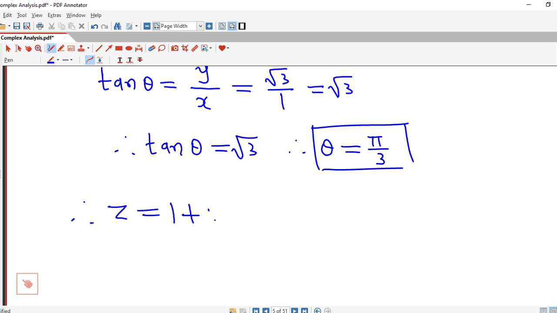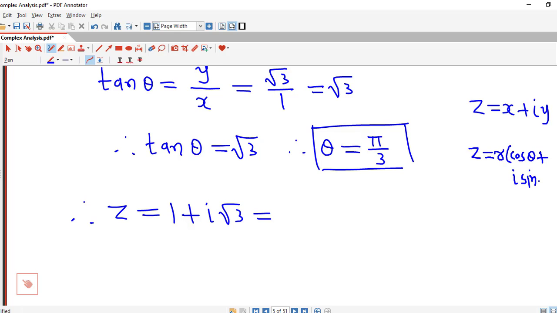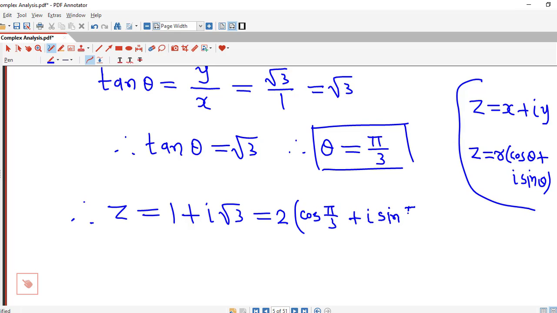Once we have r and theta, we can write the polar form of 1 plus i root 3. We know that the polar form of the complex number z equal to x plus iy is z equal to r times (cos theta plus i sin theta). Here we put the values r equal to 2 and theta equal to pi by 3. So we have 2 times (cos pi by 3 plus i sin pi by 3).